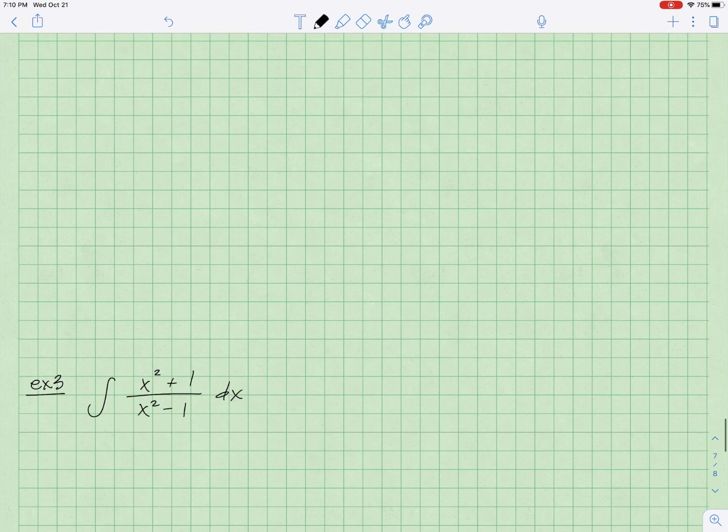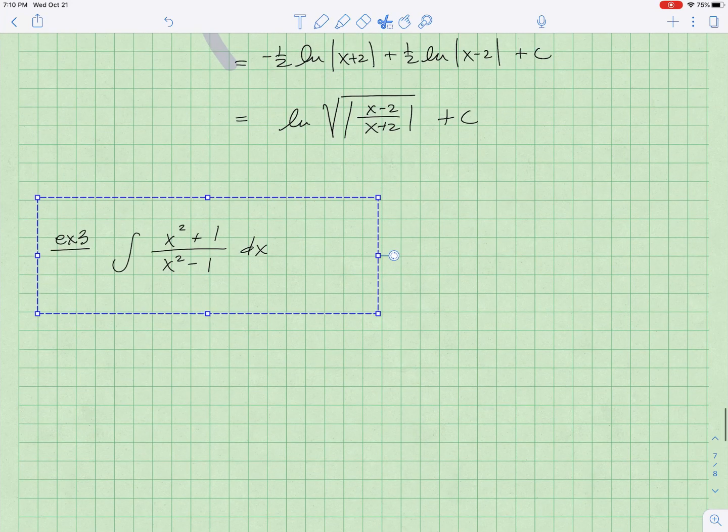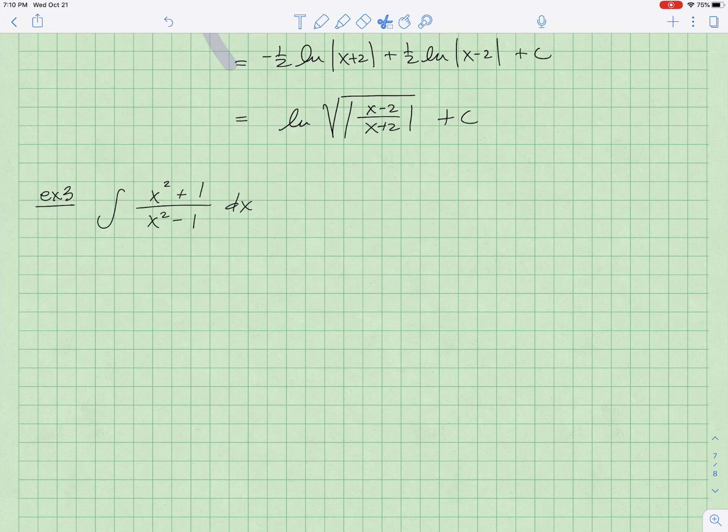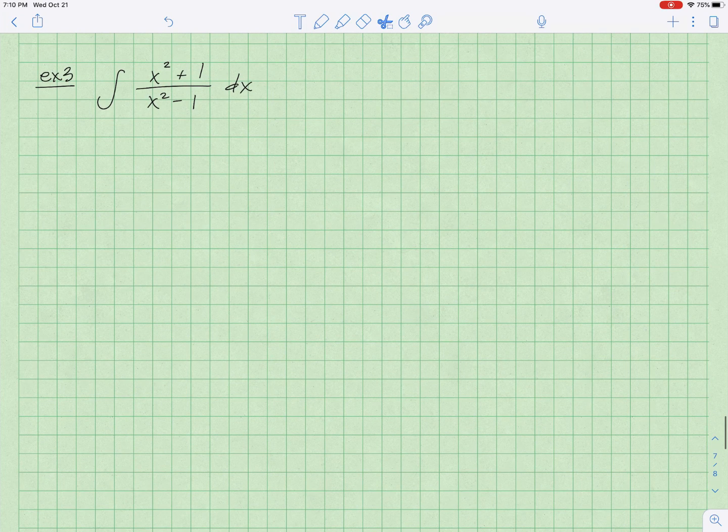Let's try another one. This will be our last example for today. This particular expression is improper. And so we have to use long division before we even begin to decompose it.